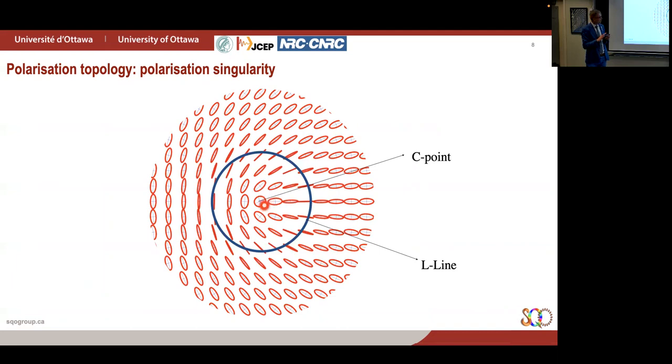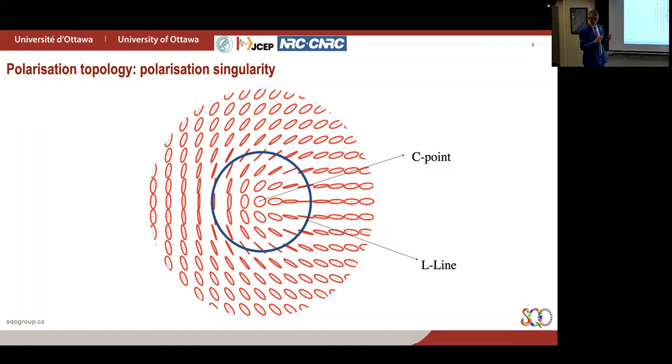Essentially here is circular polarization, so S1 and S2 are 0. And here on this line, you will see linear polarization, and essentially S3 is equal to 0. And if I let the beam propagate, I will ask you what is happening with this topology.